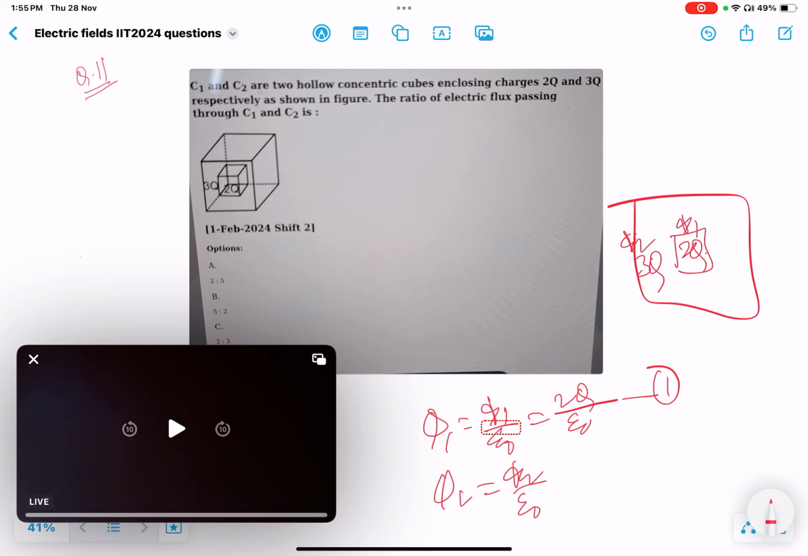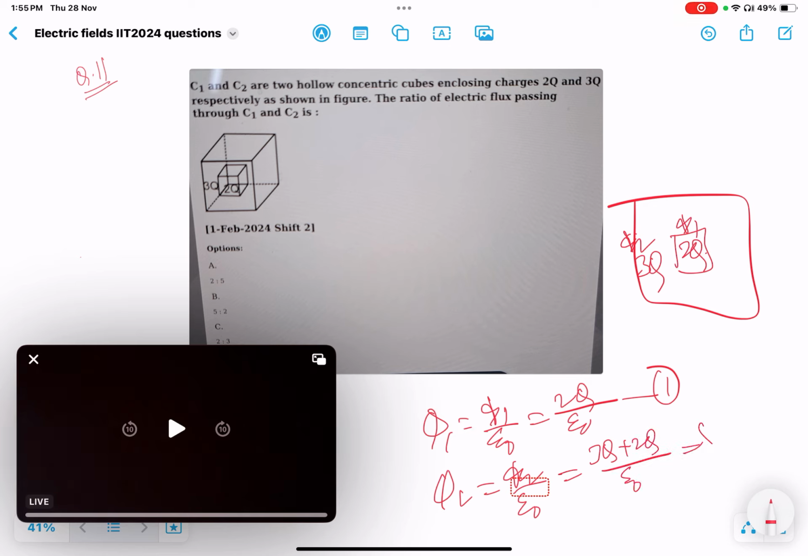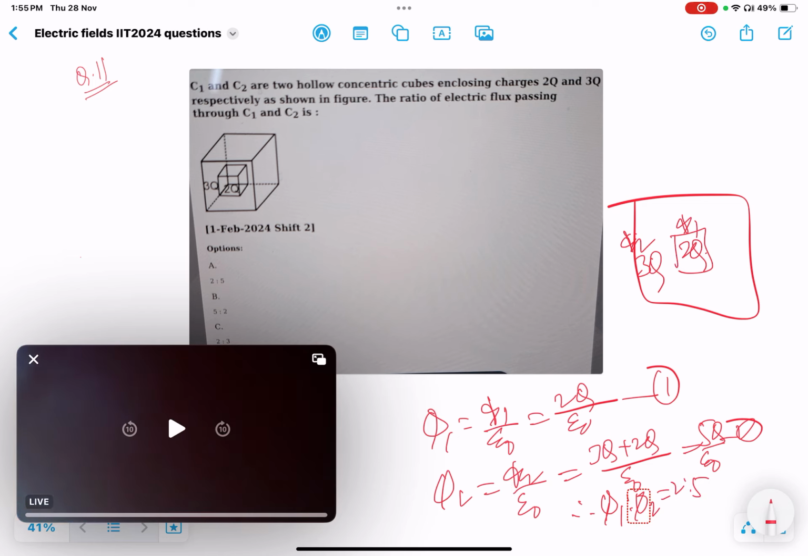Okay, so the answer is 2Q by epsilon naught, equation number 1. In the second cube, two charges are enclosed here, so that is 3Q plus 2Q divided by epsilon naught. This is 5Q by epsilon naught, equation number 2. Therefore, the ratio asked, phi 1 is to phi 2, equals 2 is to 5. My dear students, it is a very simple question. Like that, nearly 10 to 11 questions were asked in the phase 1 examination in January 2024.